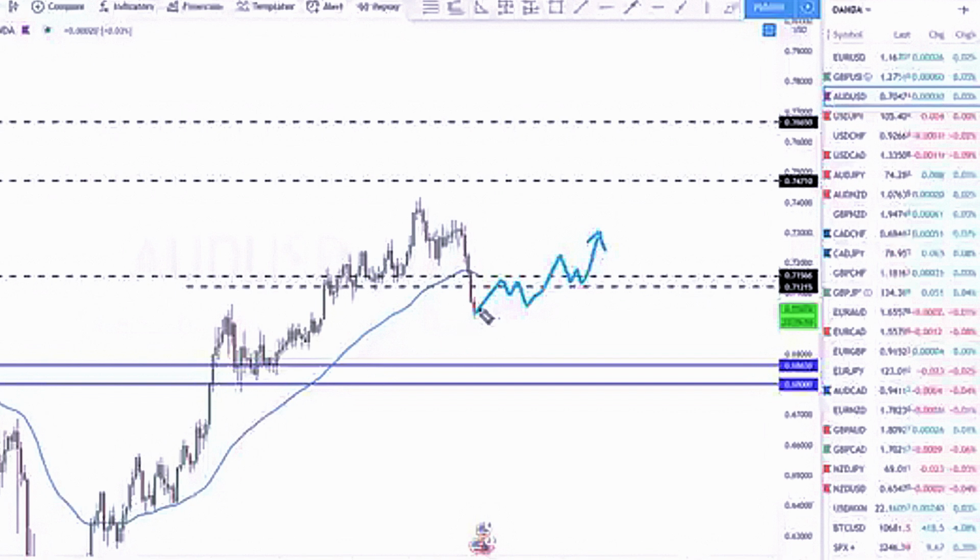The next thing I'll do if we continue lower is look for possible long trades out of 0.6863 between that and the even handle number of 6,800. If we continue pushing higher even after breaking this level, I'll be looking for resistance around 0.747.